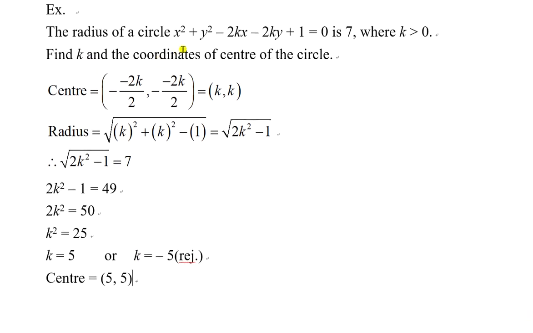The key point is, no matter the constant is known or unknown, you just apply the formula directly first, express the center and the radius in terms of k, and then set up the equation. That's the key step you should do.